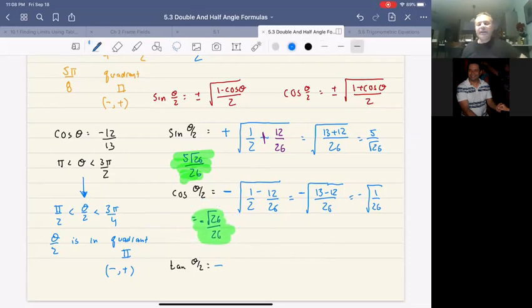Tangent of theta/2 is just sine over cosine, right? So that's just going to be -5.